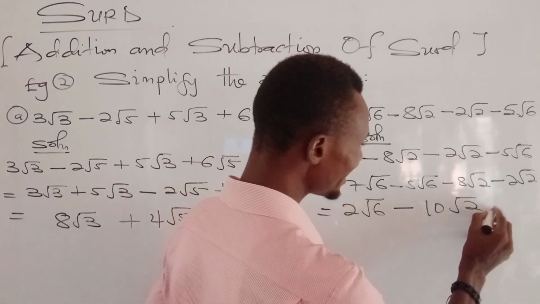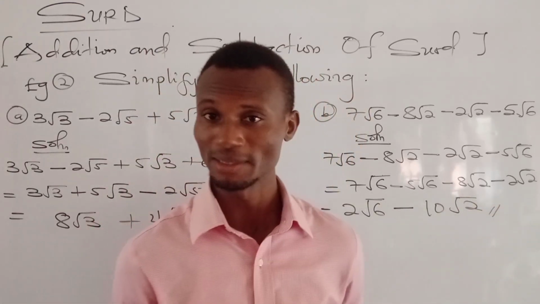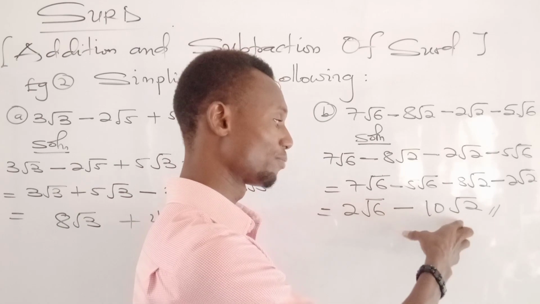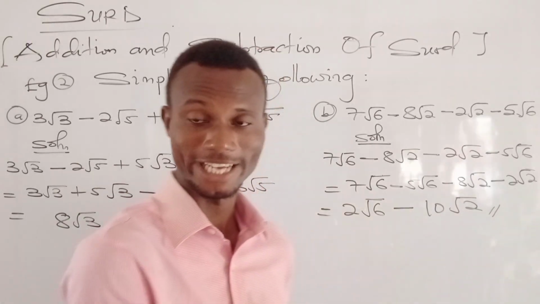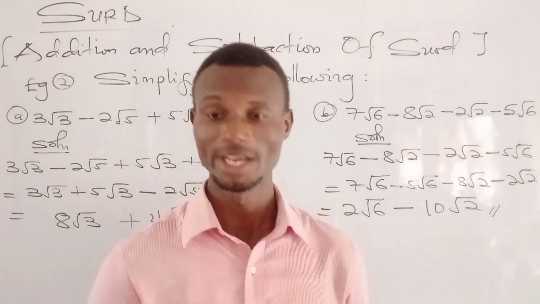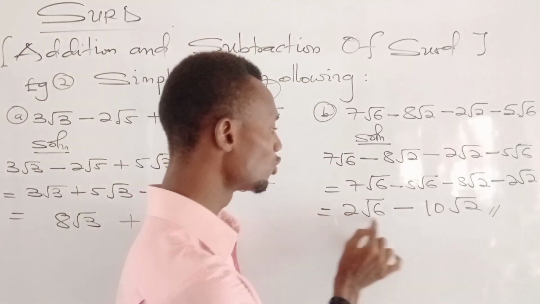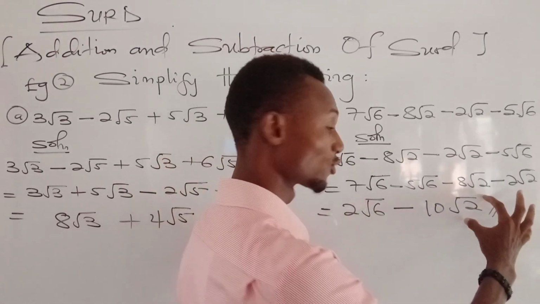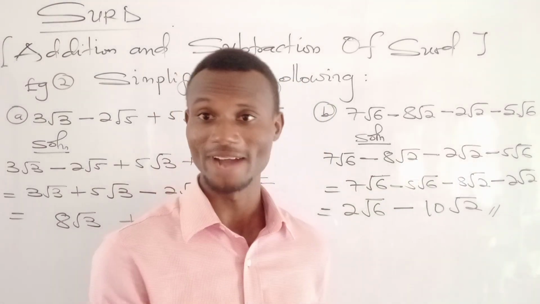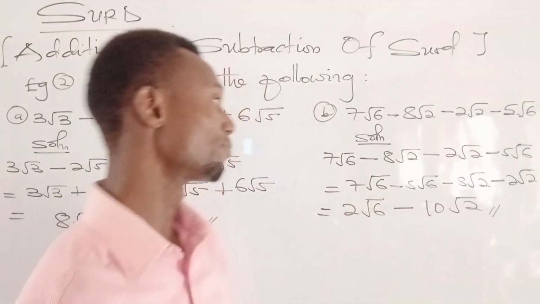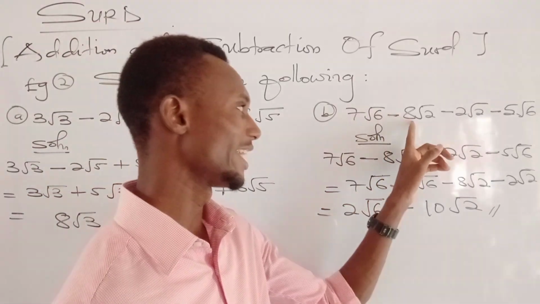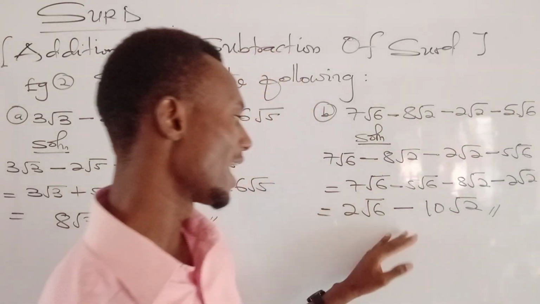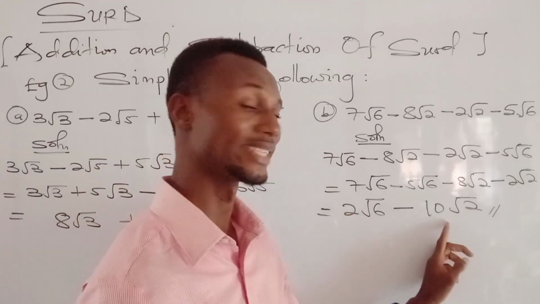Okay, so now this is our final answer for simplifying the whole of this thing. This is the final answer because we cannot simplify further from here because they are not like terms. As I said, we can only add like terms and only subtract like terms. So the 2 root 6 minus 10 root 2, they are not like terms because this one has root 6, this one has root 2, so they are not like terms for us to simplify again. So this is our final answer for simplifying 7 root 6 minus 8 root 2 minus 2 root 2 minus 5 root 6. The final answer is 2 root 6 minus 10 root 2.